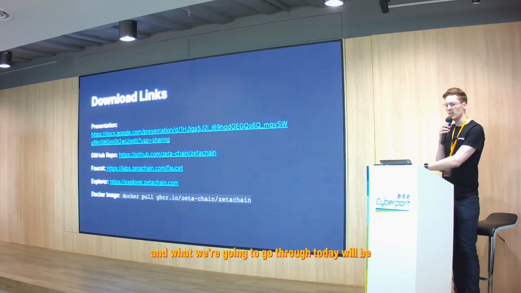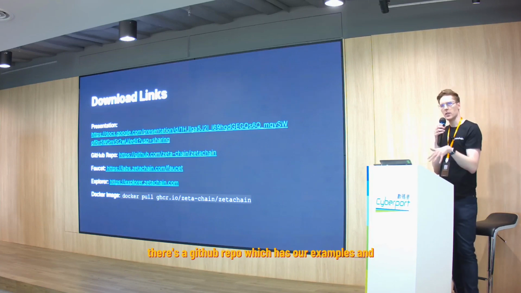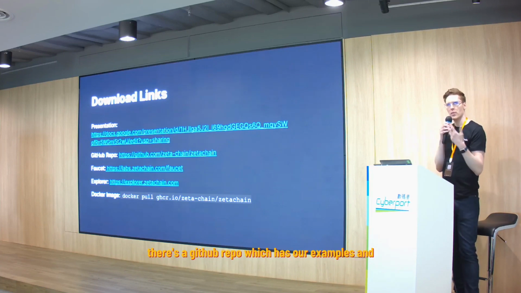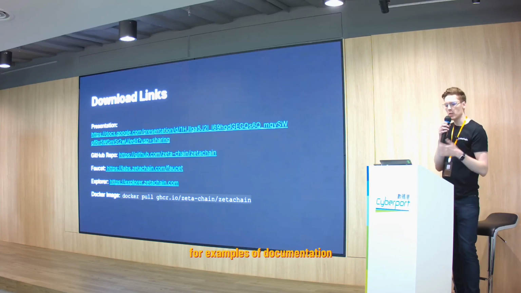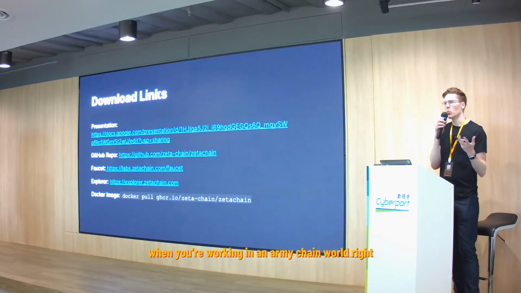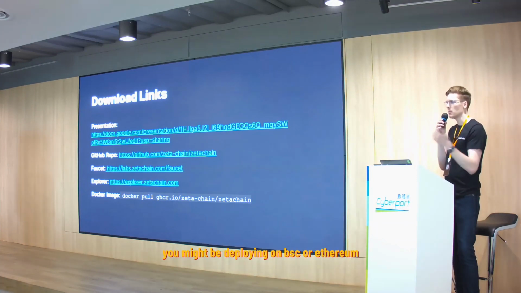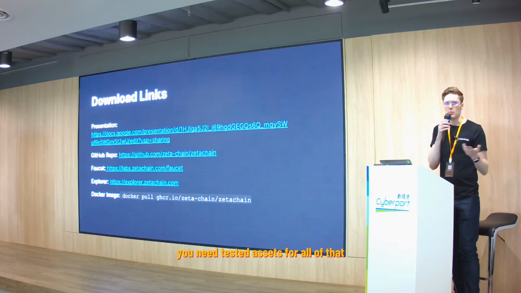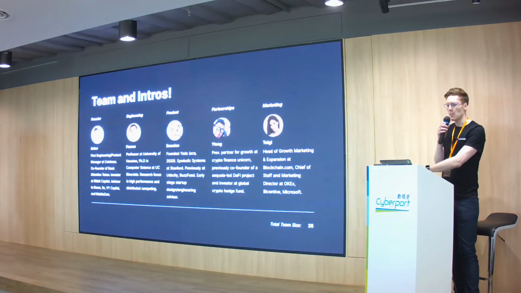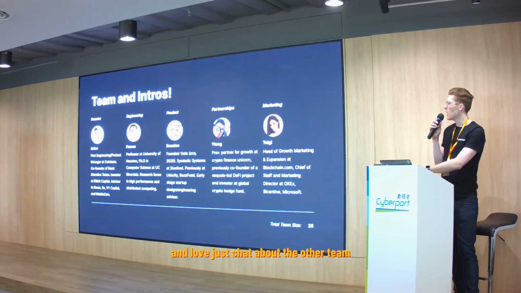What we're going to go through today will be the presentation itself. There's a GitHub repo which has our examples and documentation. We have a multi-chain faucet. When you're working in an omni-chain world and you're deploying on ZetaChain, you might be deploying on BSC or Ethereum. You need testnet assets for all of that.